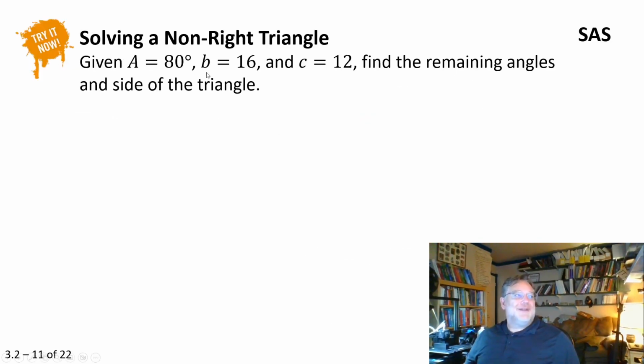All right, so here's another one here. Given angle A, side B, and side C. Now, if you were to draw that out as a triangle, then you'd have to place angle A in between these two sides. So this is side angle side. If you're given a triangle with these measurements, find the remaining angles and side of the triangle. Take some time for that. Please pause the video. I'll be back in a few moments.